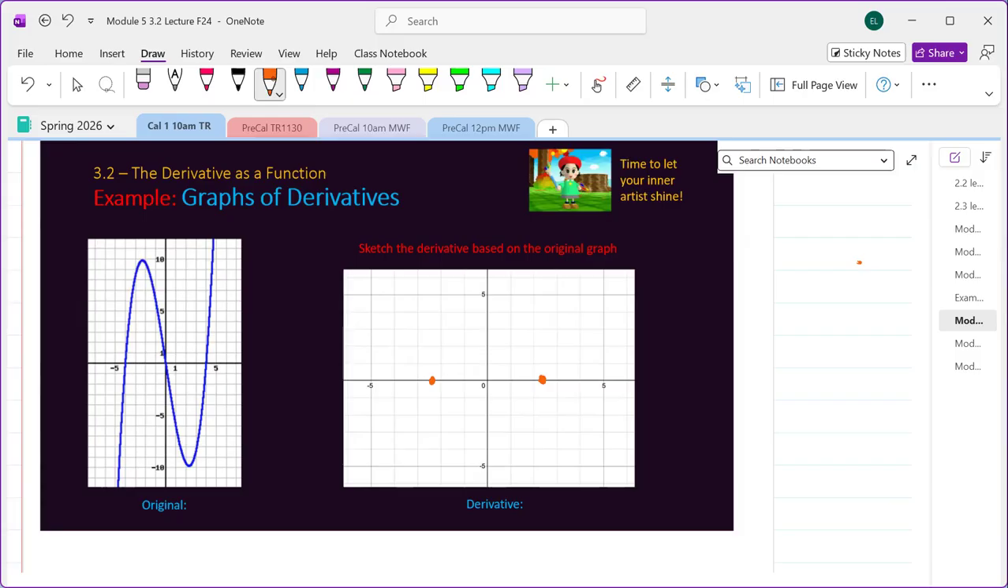Then before negative 2.3, our graph was increasing. What does increasing mean for our derivative? What is the slope of the tangent line when it's increasing? Yep, so we've got positive slope. Positive slope means positive y values for the derivative. So it's going to be above the x-axis. Those are positive y values. And then past positive 2.3, it's also positive values.